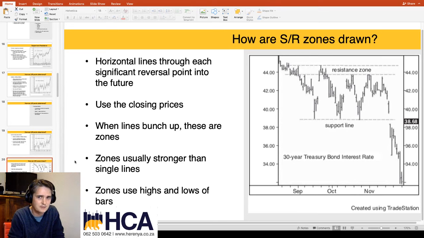Doesn't matter what the rule of thumb is, I'm not sure that it works, right? It's tested until it breaks. And only a confirmed close outside of that support and resistance area will be a break, right? Or a failure of that support identification methodology.